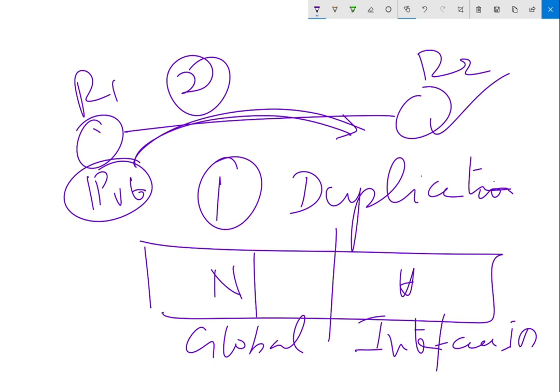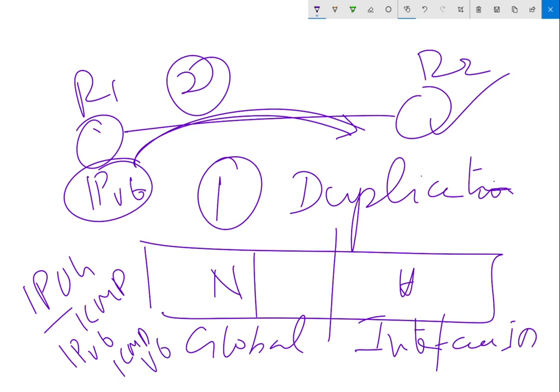In IP version 4, you use ICMP packets. In IP version 6, you will be using ICMP version 6. That is the advantage. It also checks for duplication, and it also helps in discovering. It discovers with the help of a link local address.